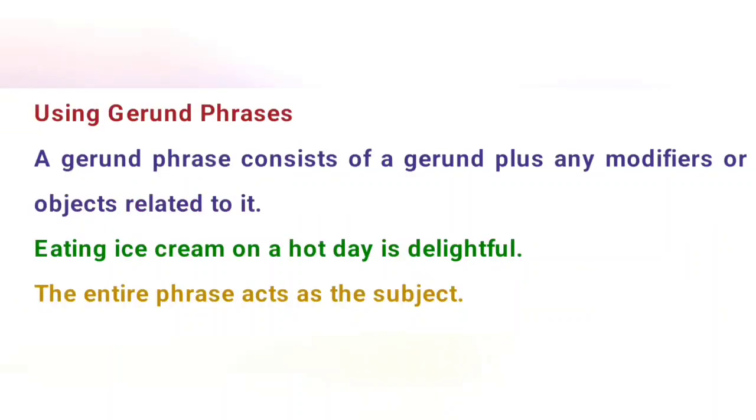A gerund also works as a phrase. For example, eating ice cream on a hot day is delightful. The entire phrase acts as the subject. A gerund phrase consists of a gerund plus a modifier or object related to it.